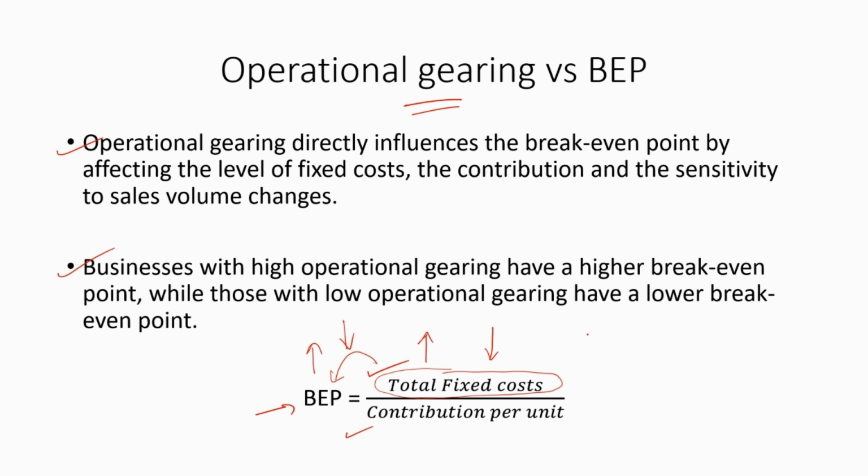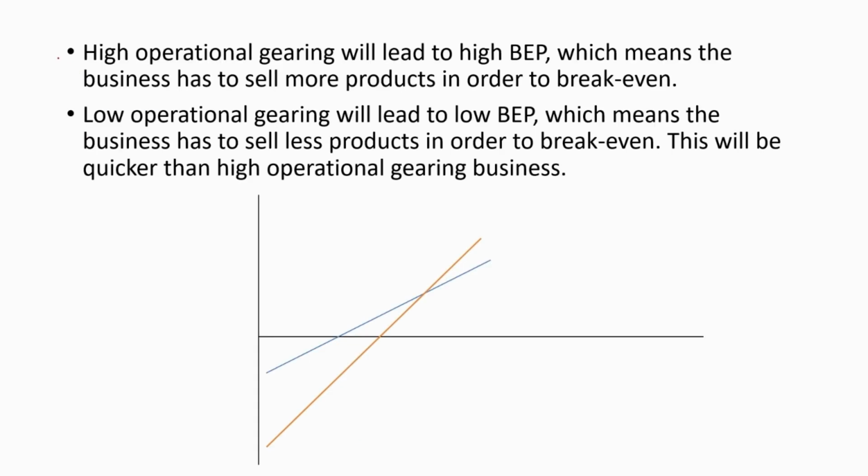So, if the business has a higher operational gearing, what will happen to the break-even point? Higher the fixed cost, higher the break-even point. If the business has a lower operational gearing, what will happen to the break-even point? Lower the fixed cost, lower the break-even point. Which means when there is a higher operational gearing, the business has to sell more products in order to cover its total cost. When the operational gearing is lower, the company has to sell fewer products in order to cover its total costs. High operational gearing will lead to high break-even point.